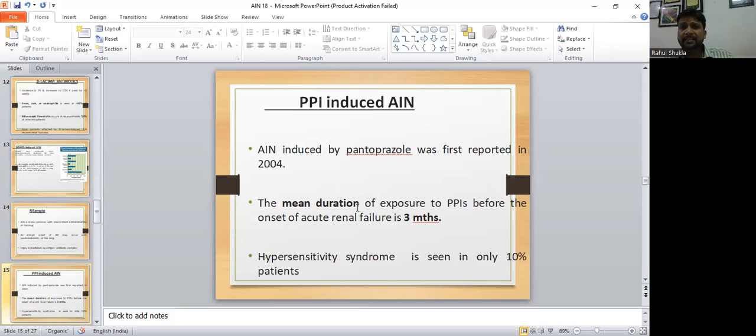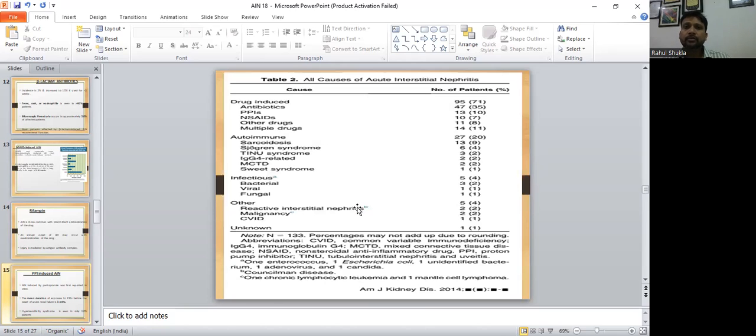Now coming to PPIs. PPIs are very commonly used in day-to-day practice, and we should be aware that these drugs are also not very safe. So we should be a bit cautious before using them routinely, because the first case was reported in 2004, and the mean duration of exposure before this pattern develops is 3 months. Hypersensitivity syndrome is seen in only 10% of the patients. So most of the time it is an indolent course, usually not picked up early, so we need to be careful.